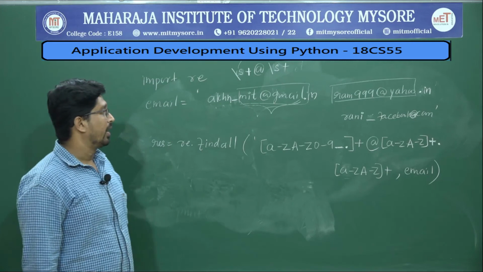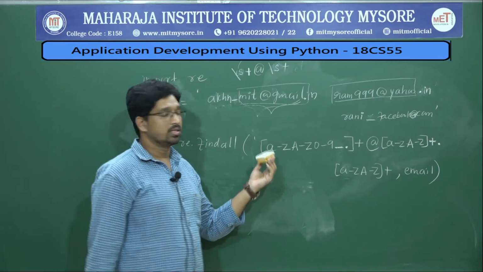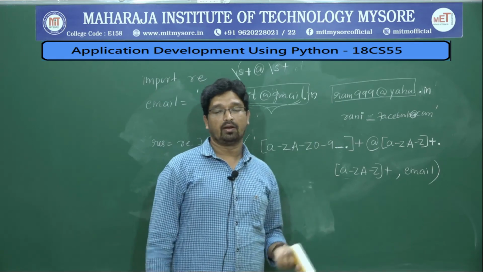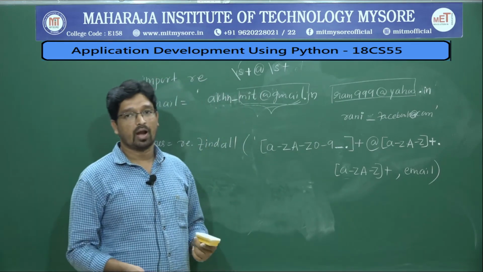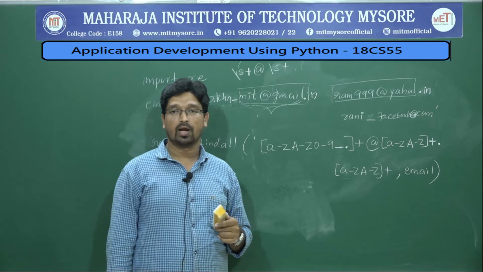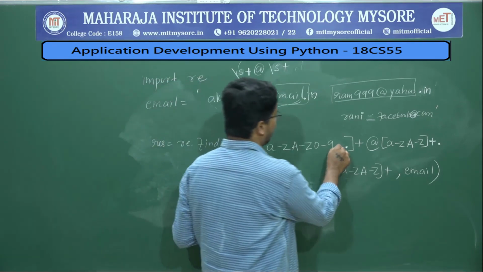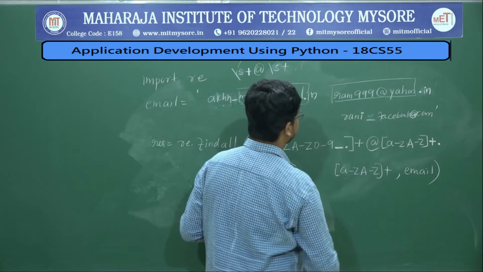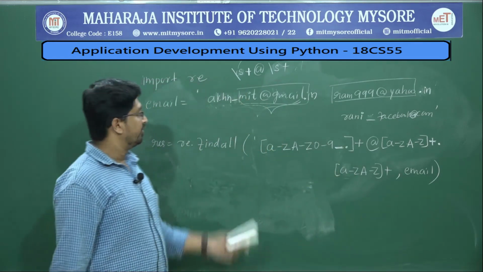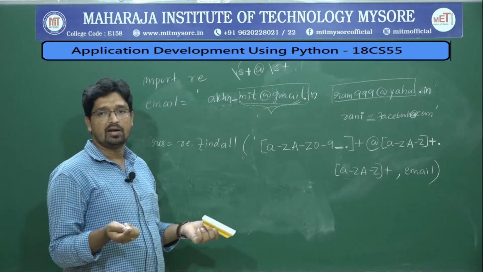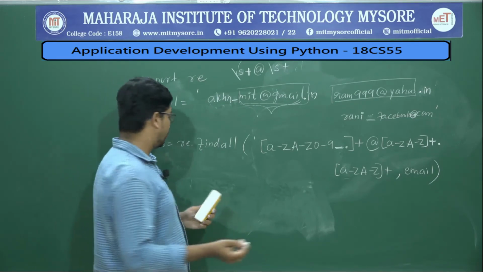Can anybody think about what the problem is with this program? We need to improve this program. This is not the final version. Because here we have written underscore and dot, underscore and dot, if I write just underscore many times, whether it is a valid email ID, I don't know, you need to check.